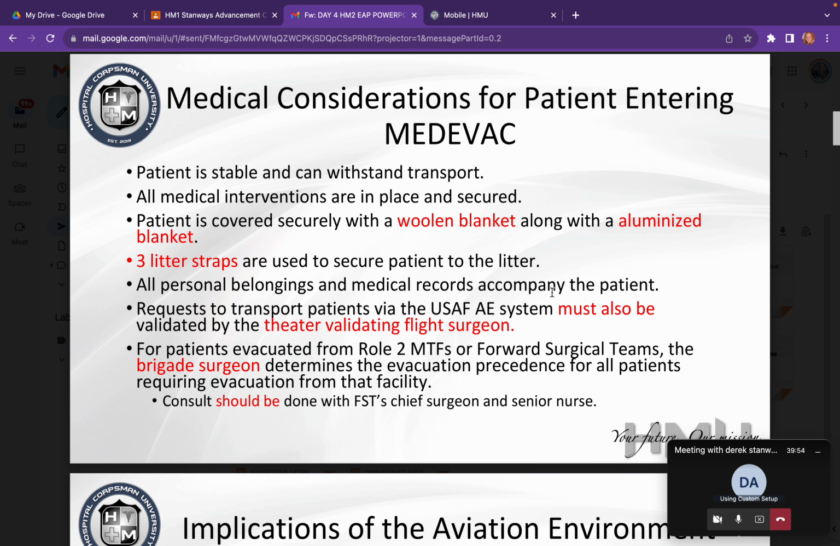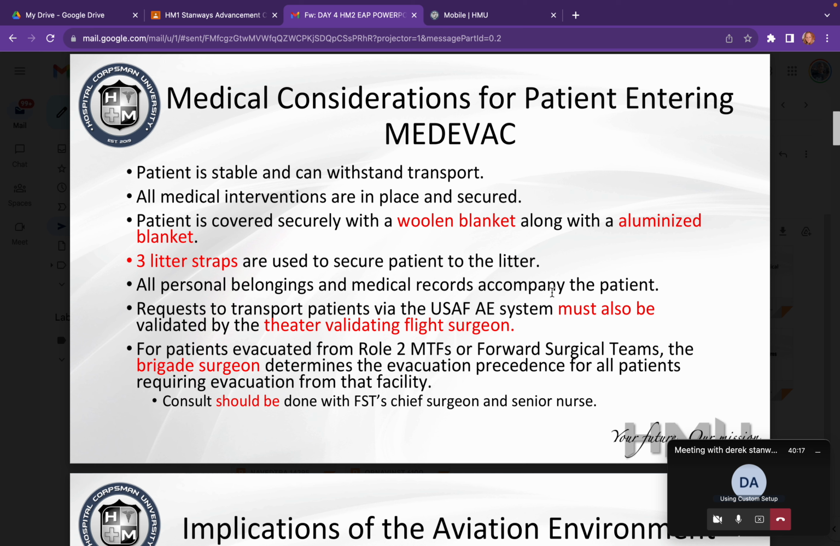Requests to transfer patients via the U.S. Air Force Aero Medical Evacuation System must also be validated by TPMRC or the theater validating flight surgeon. Put a star next to that bullet point because they're going to put that as a test question. Who validates the request for transport? You need to know that it's that validating flight surgeon.